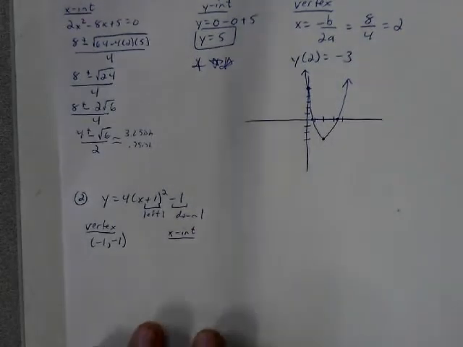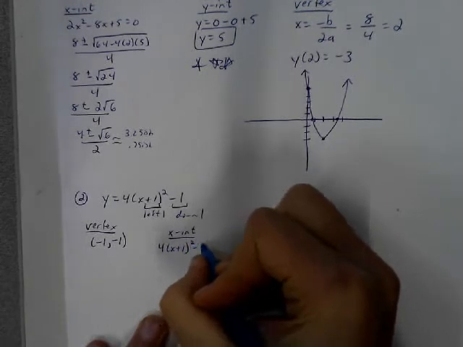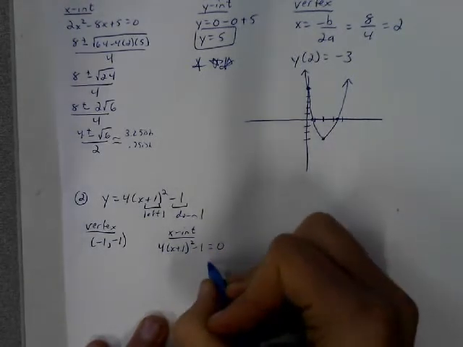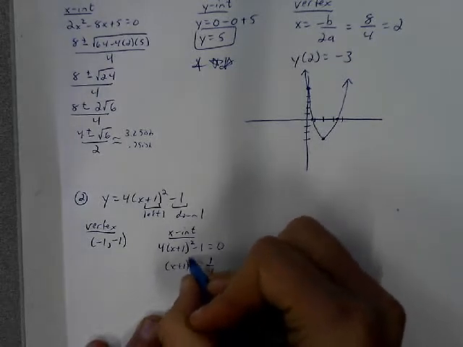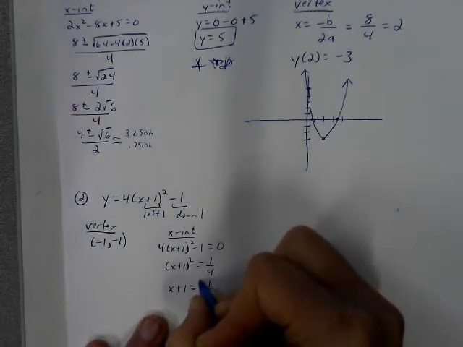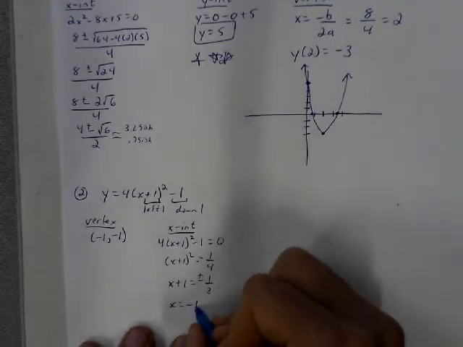The x-intercepts, we let y equal 0. So you can see this equation is going to be a lot like solving and completing a square type equation. We add the 1, divide by the 4, so we get 1/4 equals x plus 1 squared. We take the square root, we get 1/2, don't forget your plus or minus. So we can then subtract the 1.